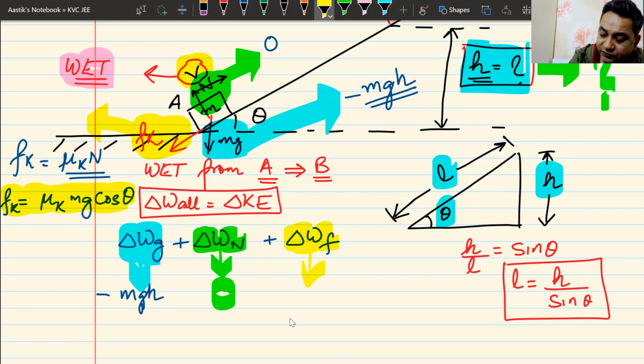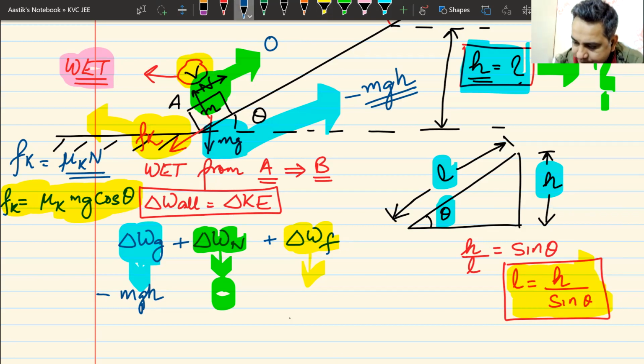So now what is the work done by friction? I have the frictional force here in yellow, mu mg cos theta. I have the value of L here. Will it be positive or negative? Block is moving up. Frictional force is downwards. Will it be positive or negative? It will be negative because the block is going up and the frictional force is downwards.